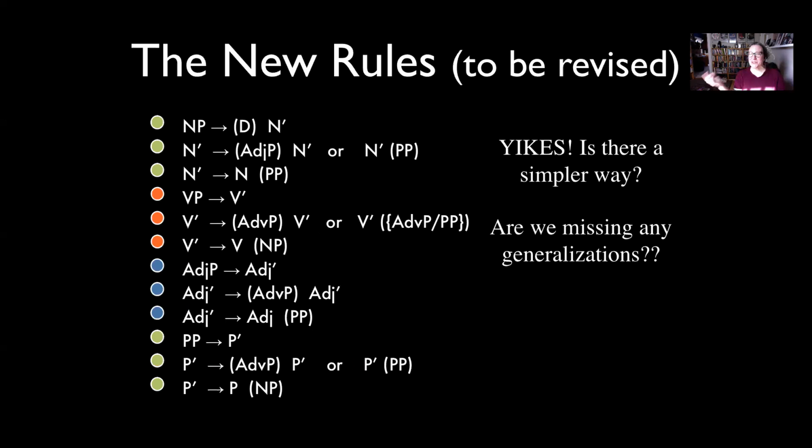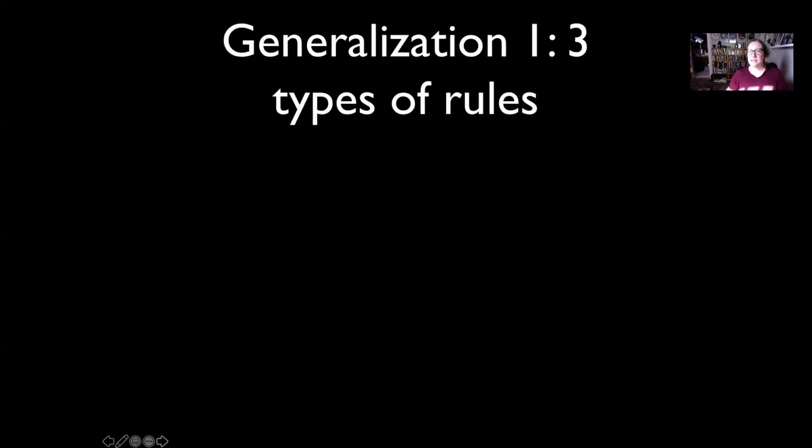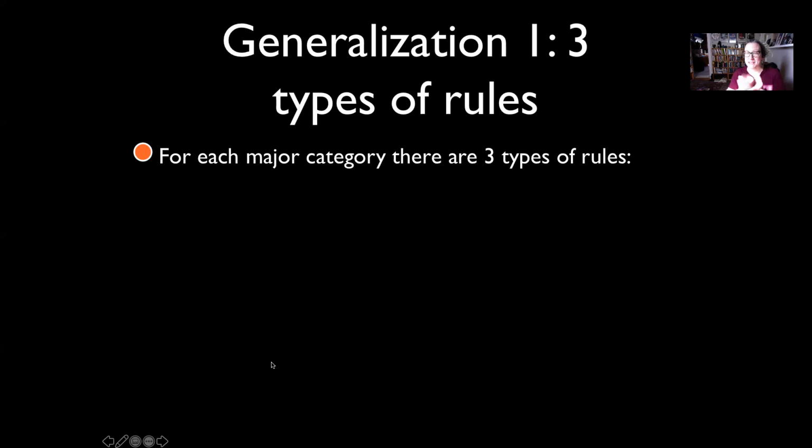So here are our new rules, which probably will go through further revision as we collect more evidence. This is a lot of rules to keep track of, and we're already keeping track of a lot of rules. Is there a simpler way? Are we missing any generalizations? Is there something we can say about these rules that makes it the same across all these categories? So here's our N-bar rules, our V-bar rules, our ADJ-bar rules, and our P-bar rules. So generalization one: for each major category, there are three types of rules.